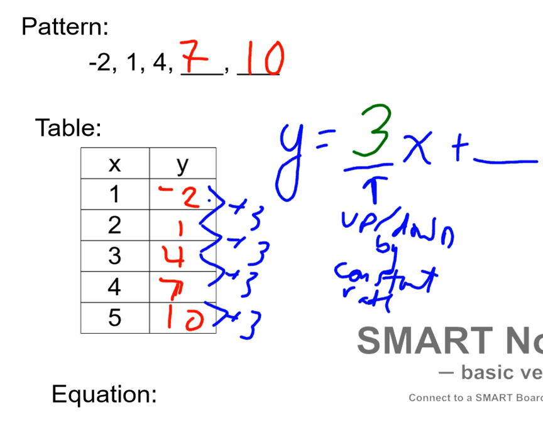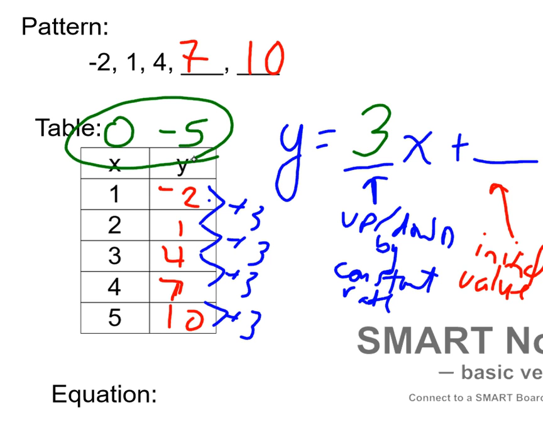The second number is our initial value. That one can be a bit trickier to find, but remember the initial value is the value of y when x is 0. So it's like term number 0. One of the ways to do it is just to go backwards in your table: 5, 4, 3, 2, 1, and then just add a 0. Then go backwards with your pattern: 10, 7, 4, 1, -2. Go down 3, and you'll get -5. So that represents my initial value.